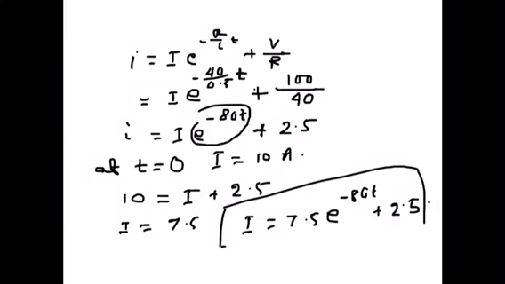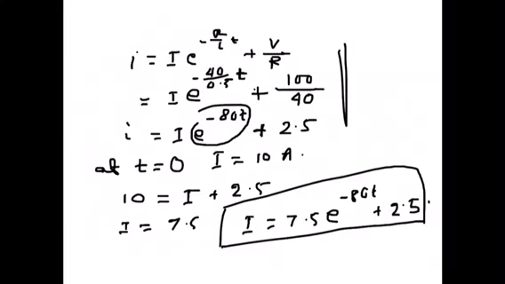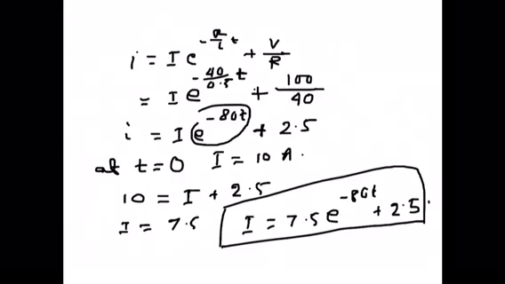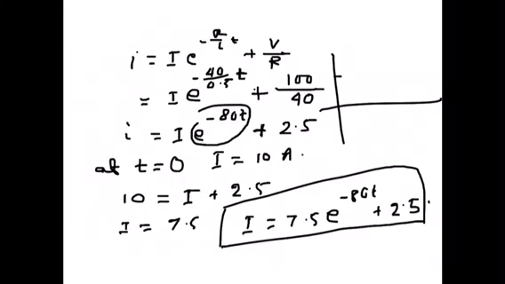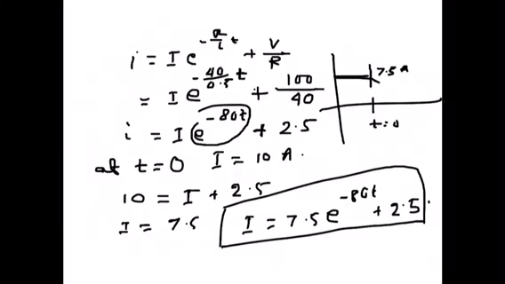And if we plot this one, this means that initially the current is 7.5 and after the switch is opened, it will be something like this. If we plot it, so this is when the switch is opened, t equal to 0. So this was 7.5 ampere, then the current decreases.